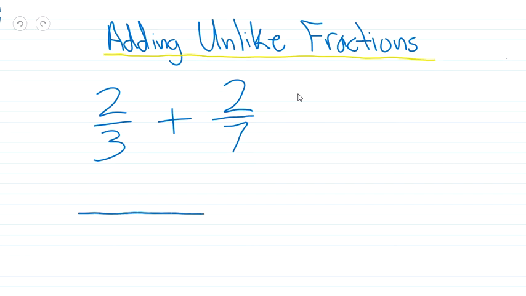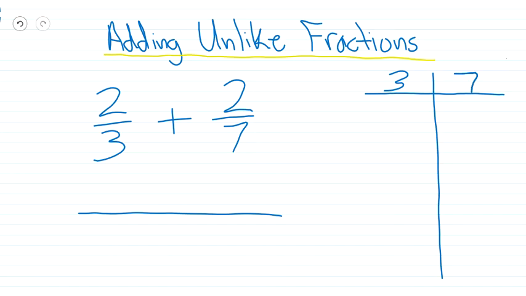So next thing we need to do is find the common denominator, which basically is finding the LCM of 3 and 7, and we can do that by using a t-chart once again. So we have 3 and 7. So let's count by threes. So we have 3, 6, 9, 12, 15, 18, and 21, right?